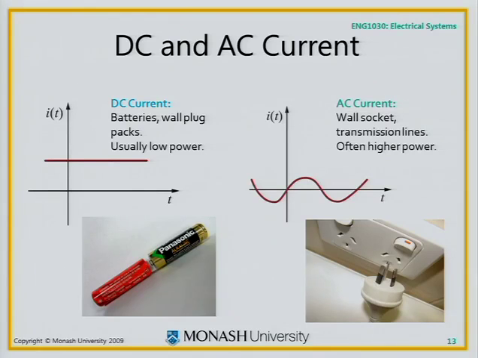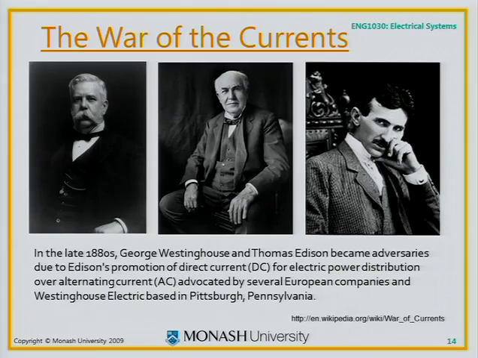Very good. So direct current, 1 coulomb per second flowing past all the time. In alternating, well, it changes. It alternates, flowing this way, magnitude changing, and the direction changing. That's what's in your wall socket, transmission lines. It's often high power. Many of you will know about the War of the Currents. This was the battle between Westinghouse and Edison to determine whether power should be transmitted to everyone's homes as DC, Edison, or as AC, Westinghouse.